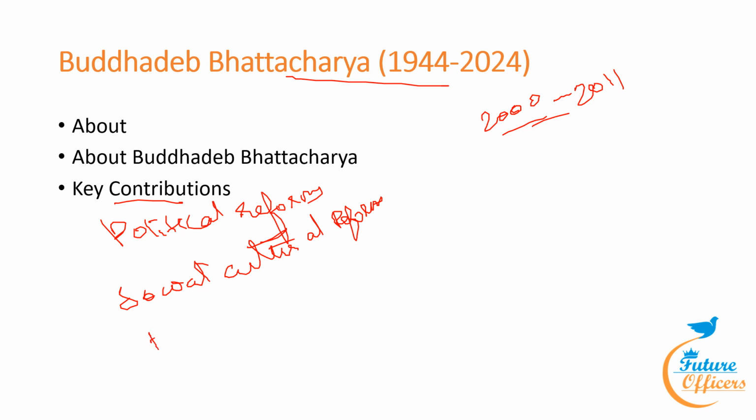Next, in economic reforms, he led efforts to industrialize West Bengal by attracting investments in IT, steel and special economic zones, including the Tata Nano project in Singur. It faced significant opposition and protest in Singur and Nandigram over land acquisition, which ultimately contributed to the political decline of the Left Front.